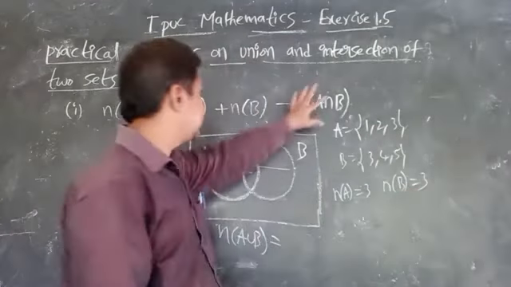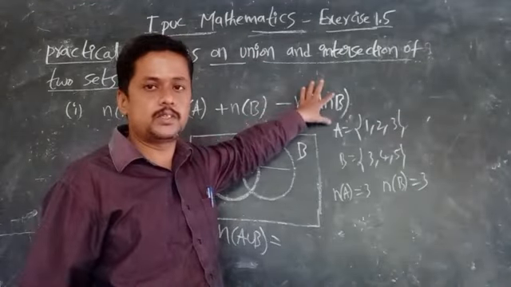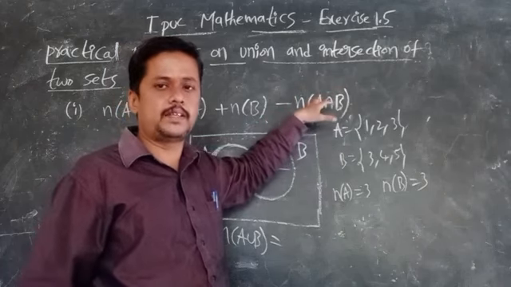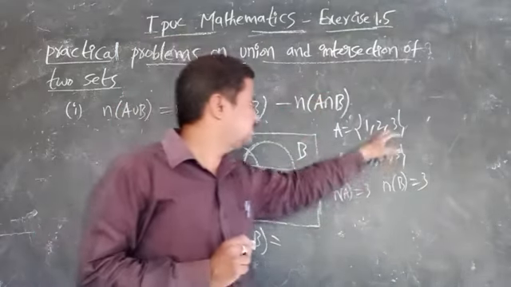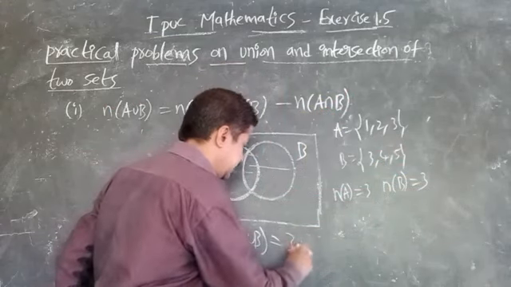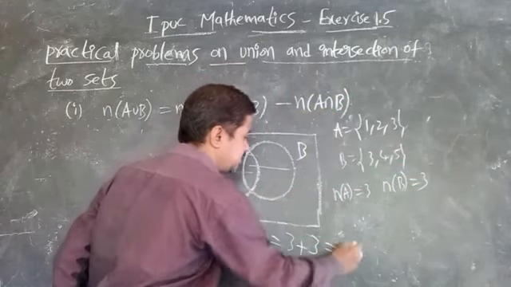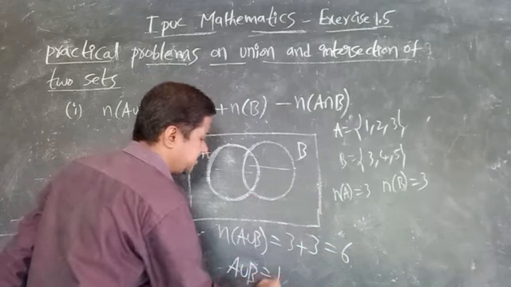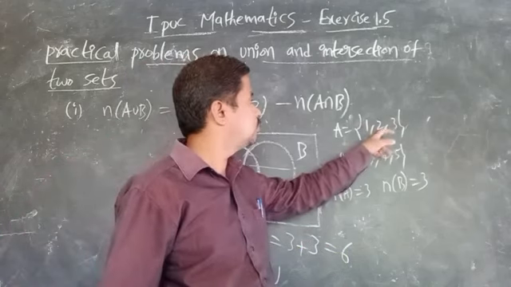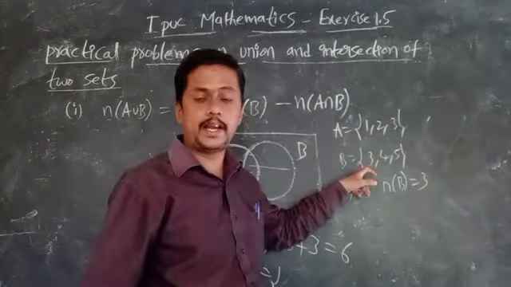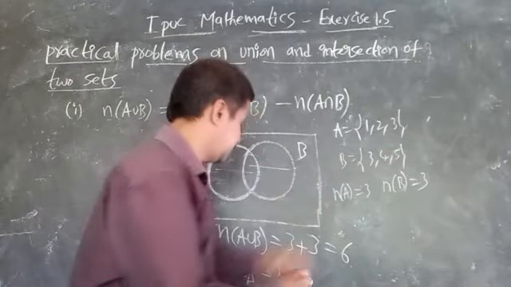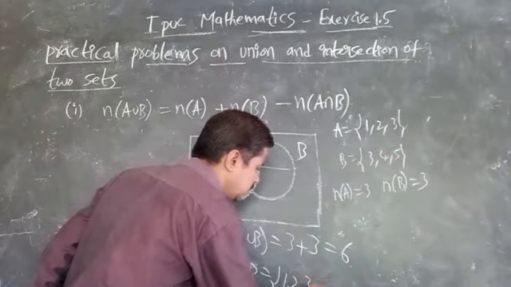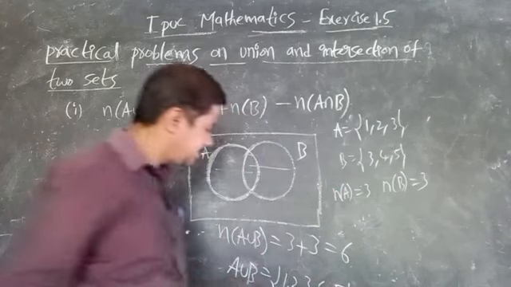If anyone has doubts, like why not remove this one, sir, so 3 plus 3 becomes 6. 3 plus 3, n of A plus n of B, equals 6. Now calculate A union B. Tell me what is A union B? 1, 2, 3, common is there, write only once. 3, 4, 5. So 1, 2, 3, 4, 5. How many elements are there here?